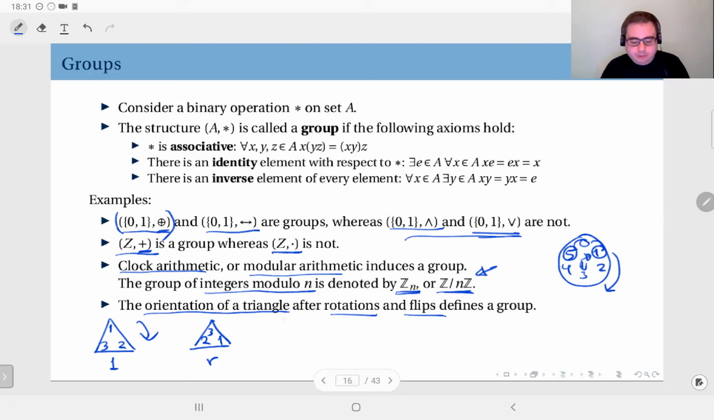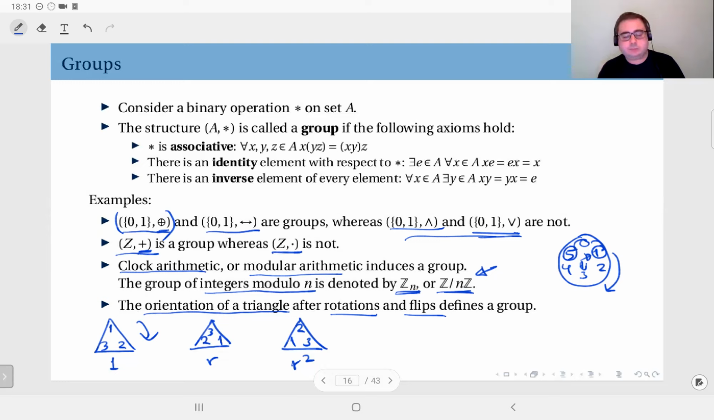If I rotate it twice, what I get is 2 comes here, 3 comes here, and 1 comes here. So this I'm going to denote as R squared. Now, if I rotate it once more, I obtain the original triangle, so that becomes 1. So I do not have an R to the power 3 element.